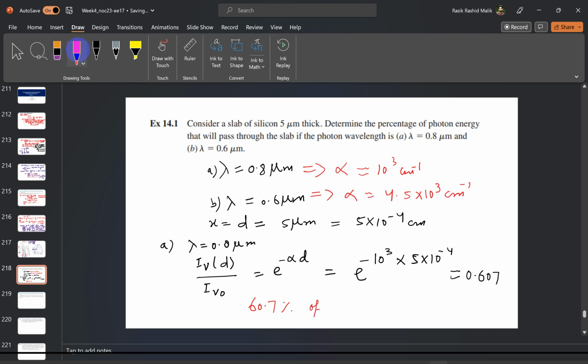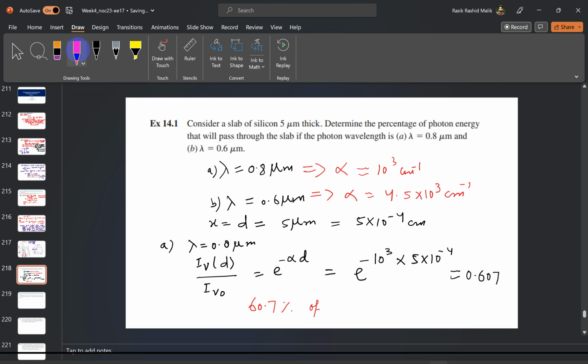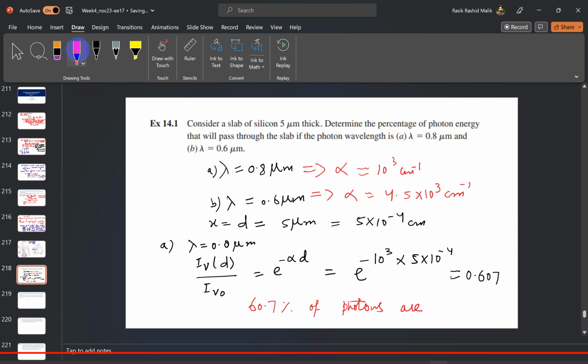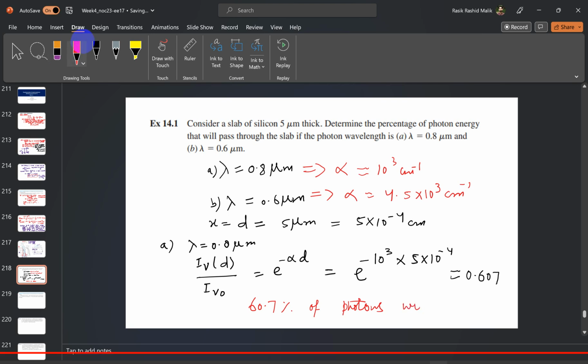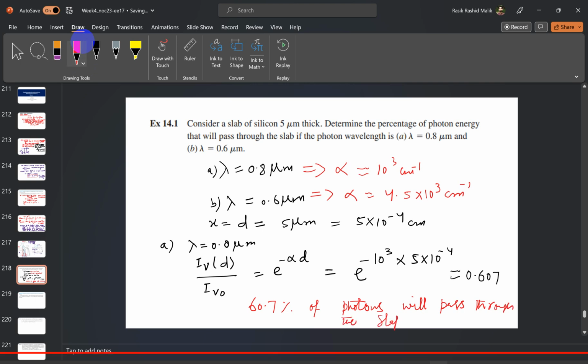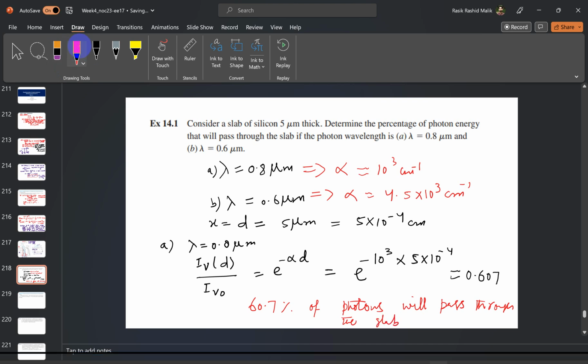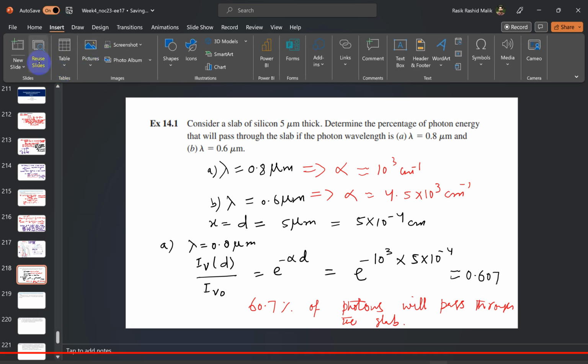Because this is I(V) at d, it means the photon flux emerging at distance d. So 67% of photons are emerging, or will pass, I will write as will pass through the slab. But what if now the wavelength is changed, say to 0.6? Let us go to the next part of this question.